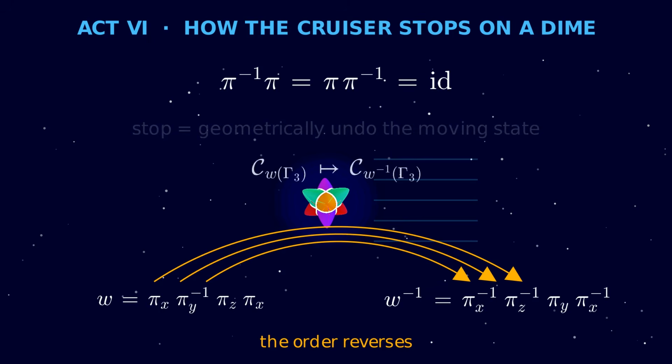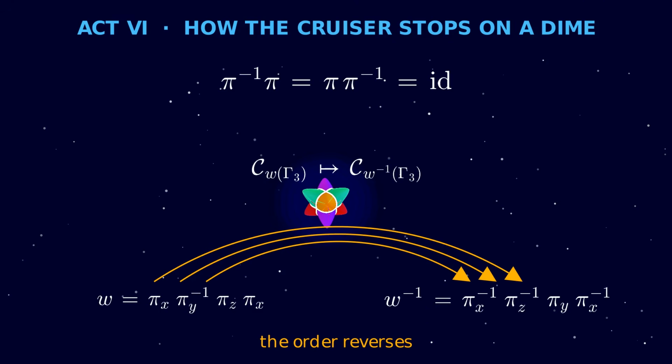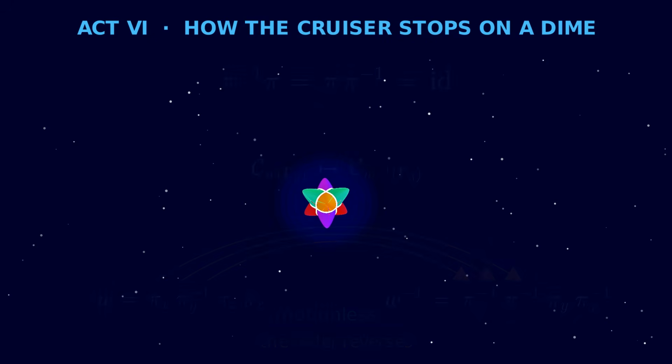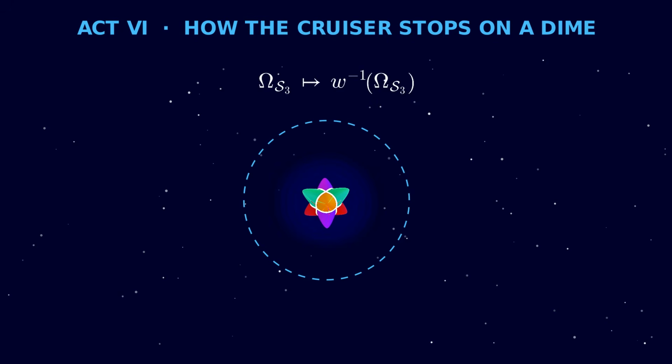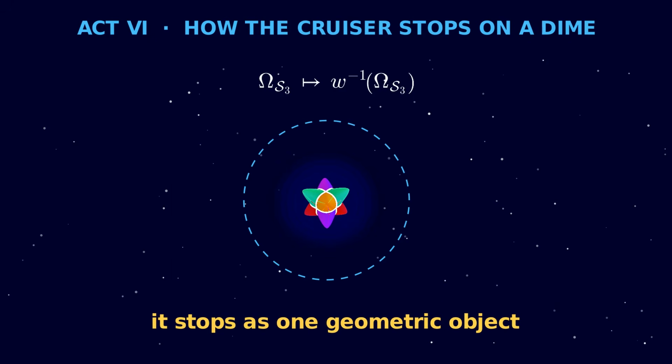The seam cycles reverse. Compressed modes expand. Expanded modes contract. From outside, the deceleration looks nearly instantaneous. The ship races across the sky, the seams flash in reverse order, and then it is simply motionless. And once again, the passengers survive only if the entire interior shares the same transition. The hull cannot stop first while the people keep moving. The craft does not stop its contents. It stops as one geometric object.